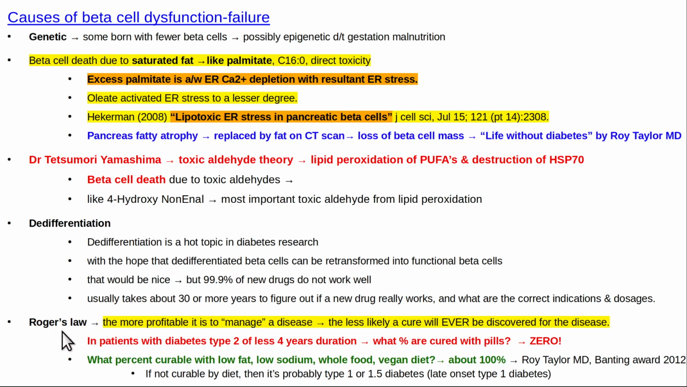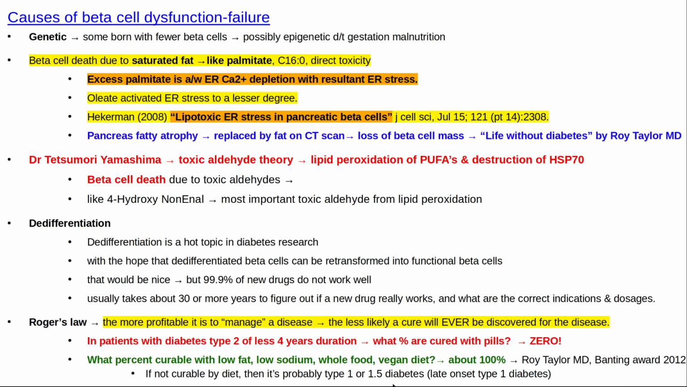I joke, I made something I call the Rogers Law. The more profitable it is to manage a disease, the less likely a cure will ever be discovered. And I think it's kind of funny. If you go to all the foundation websites, which theoretically claim to be helping these poor, pathetic patients, the foundation website will always tell them, no one really knows what causes your disease. We're working on it. Please give us more money for research. They don't tell them go very low-fat vegan, okay? And lots of these type 2 diabetics reverse it, okay? If you catch it early, you can reverse it in almost 100% of type 2 diabetics. McDougall will say 100% of them if it truly is type 2 diabetes. This guy, Roy Taylor, MD, he won the Banting Award in 2012. Banting Award's like for the best diabetes researcher.